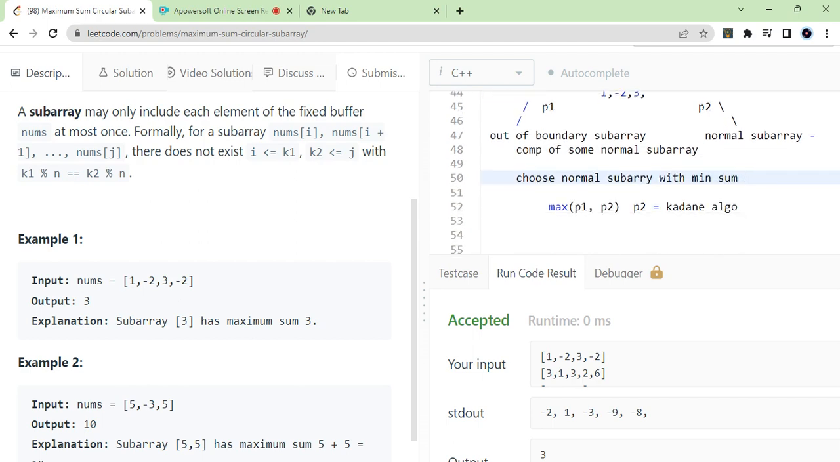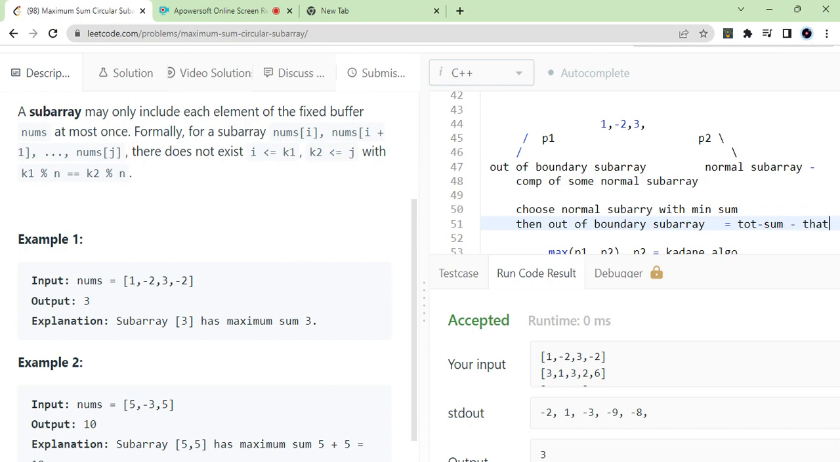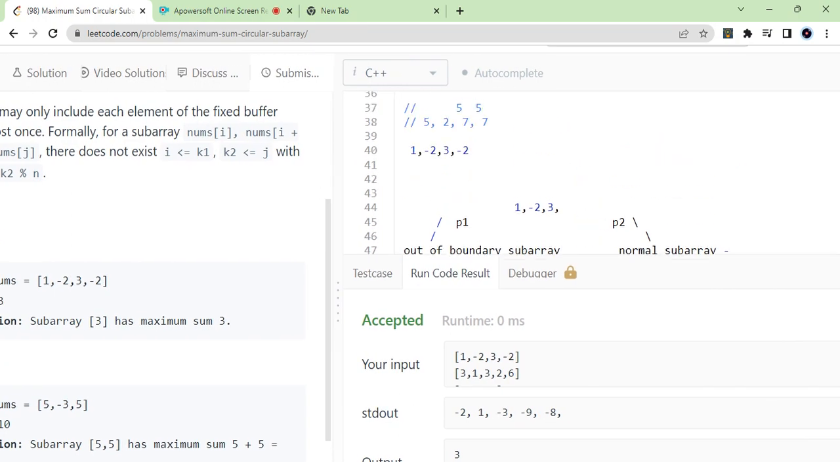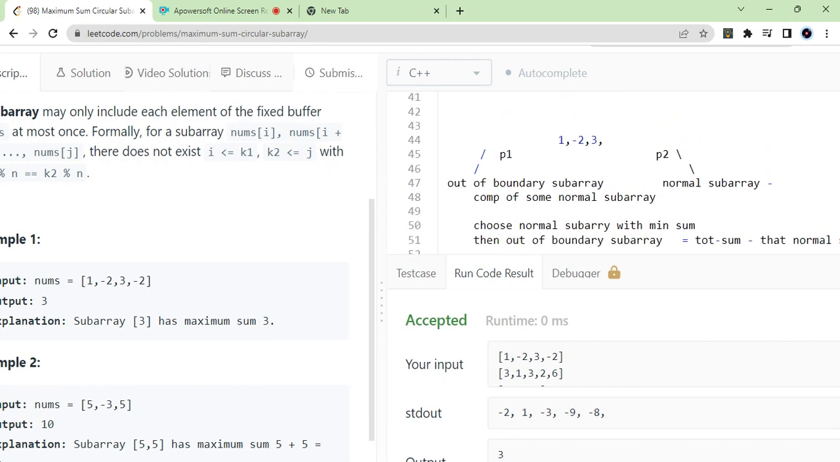If you found that minimum sum, then the complementary out of boundary subarray sum would be the total sum minus that normal subarray which you are taking. For example, if you're taking this normal subarray, the out of boundary subarray would be -2 and 1. How can you calculate that sum? You know this sum and you know the total sum, so you can just subtract. That's what we are doing. Now let's implement our logic. This is all the logic about this problem.